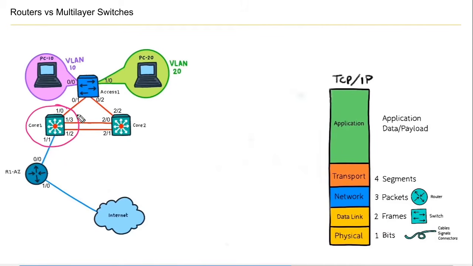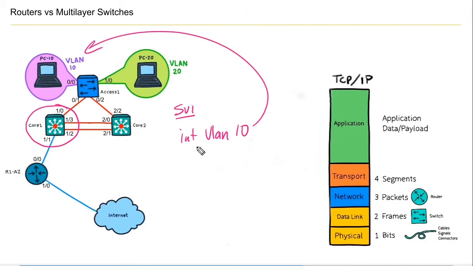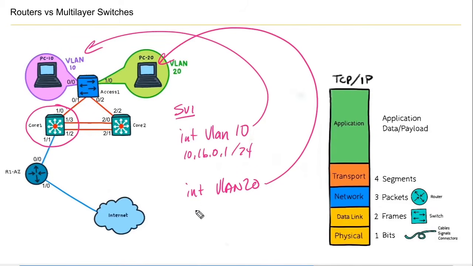So it acts as a switch at layer 2. It's got its trunks. It does Ethernet layer 2 forwarding, but it also has SVIs, switched virtual interfaces, interface VLAN 10, which supports this VLAN, and its IP address is 10.16.0.1 with a 24-bit mask. It also has interface VLAN 20, which supports this VLAN, and its IP address is 10.16.2.1 with a 24-bit mask. So these are the two names for these two layer 3 interfaces, interface VLAN 10, interface VLAN 20.